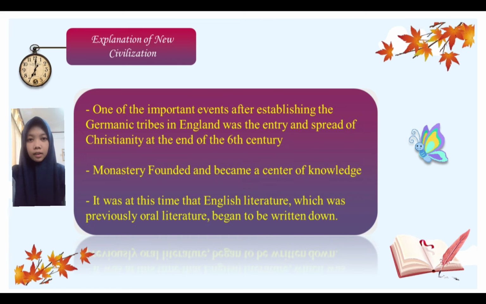Okay, here are the explanations of new civilizations. The first is that one of the important events after the establishment of the Germanic tribes in England was the entry and spread of Christianity at the end of the 6th century. Number two, monasteries were founded and became centers of knowledge. Number three, it was at this time that English literature, which was previously oral, began to be written down.